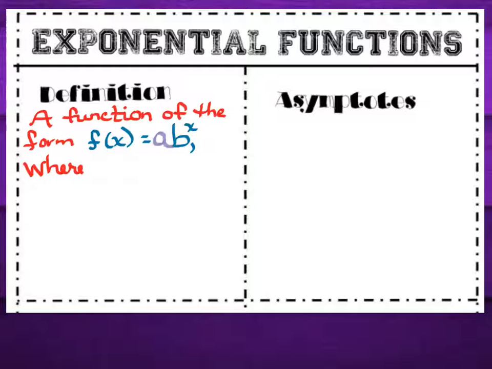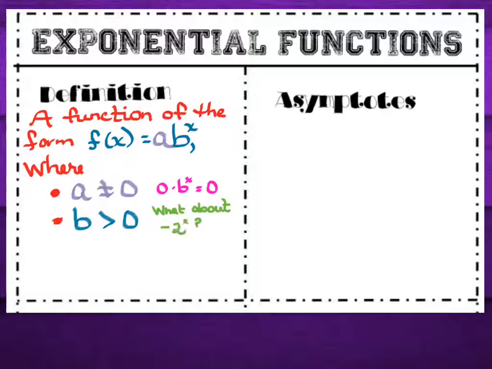So first of all, it comes in the form of a times b to the x, where a is not equal to 0. Now a is kind of like the leading coefficient, as we've seen in other families. A wouldn't equal 0 because it would make the whole exponential portion of that equal 0. The base of our exponent is always going to be a positive number.